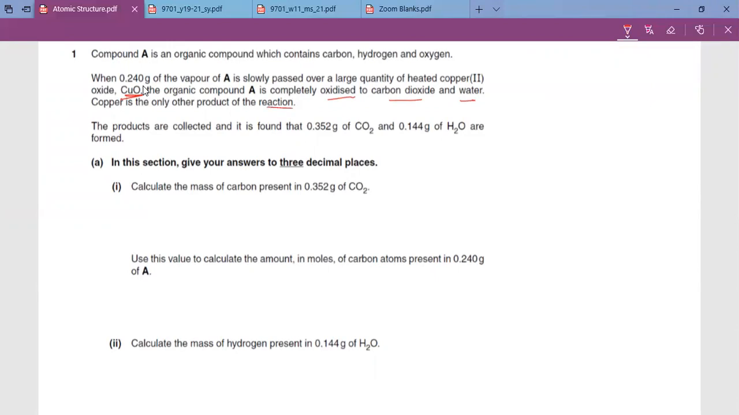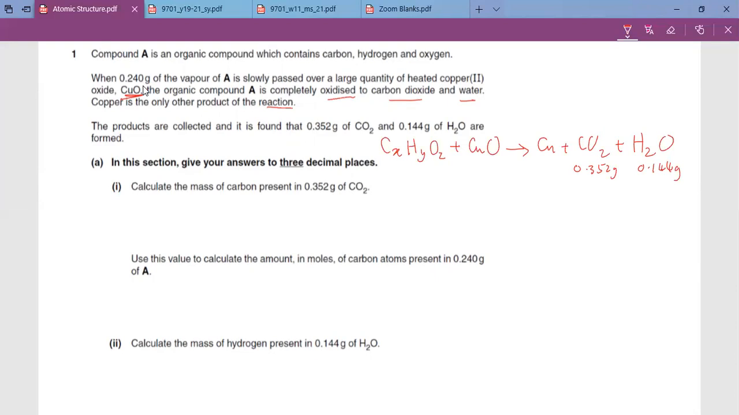So you can see, if you want to write it, CxHyOz plus CuO will give you copper plus carbon dioxide and water. You cannot balance the equation because you don't know the formula. Never mind, this is a very simple one. The products collected are found to be, the mass of carbon dioxide is 0.352 grams and water is 0.144 grams. They lead you step by step.